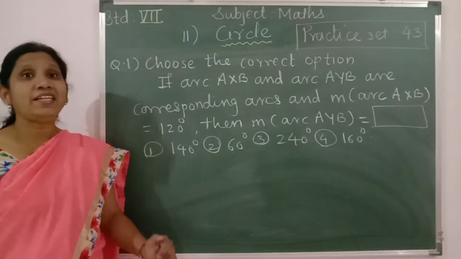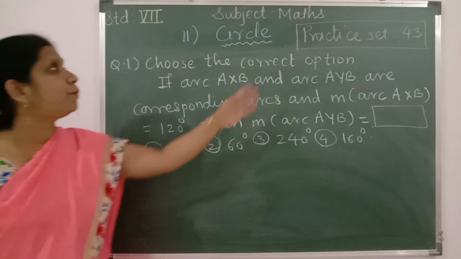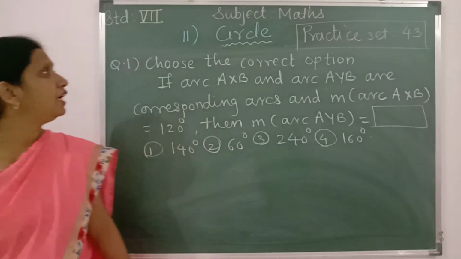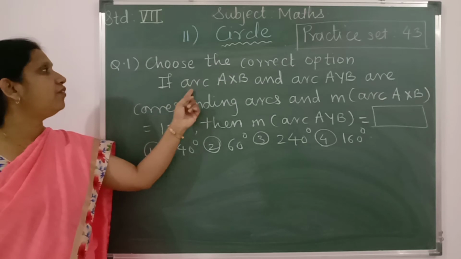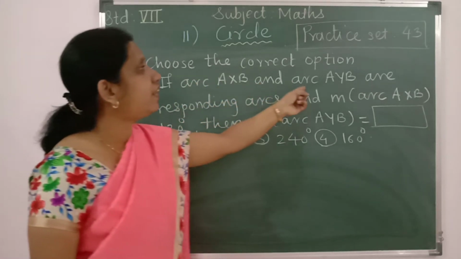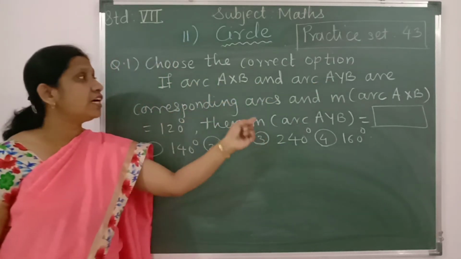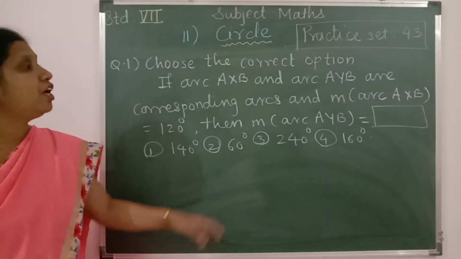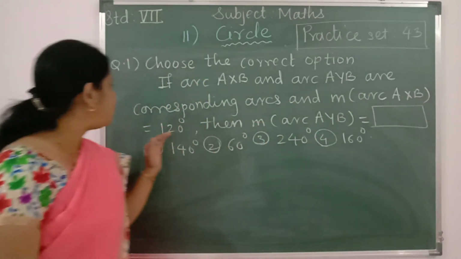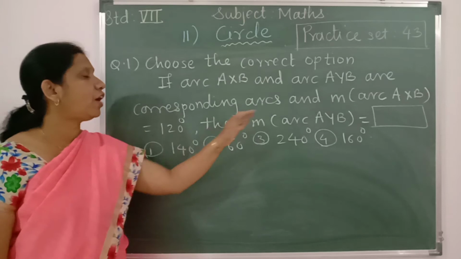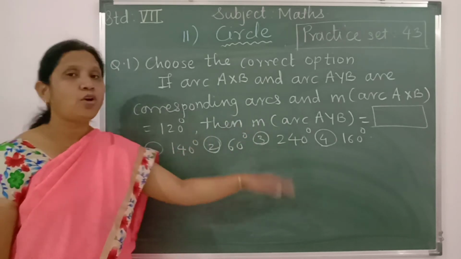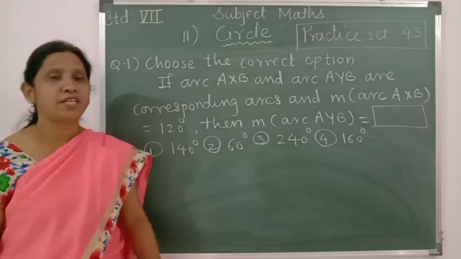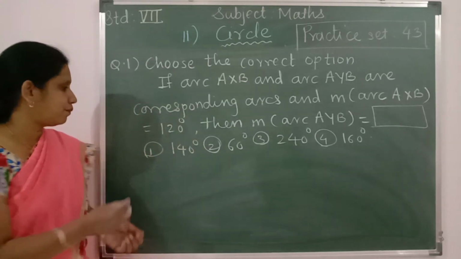Students, now let's start to solve sums from practice set 43. Let's have a look at question number 1. Choose the correct option. If arc AXB and arc AYB are corresponding arcs and the measure of arc AXB is given as 120 degrees, we have to find the measure of arc AYB. Here 4 options are given, just like an MCQ. We will solve the example.